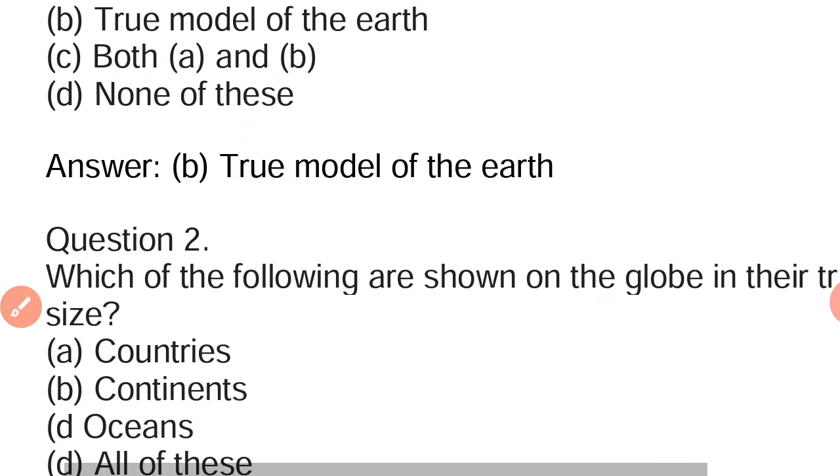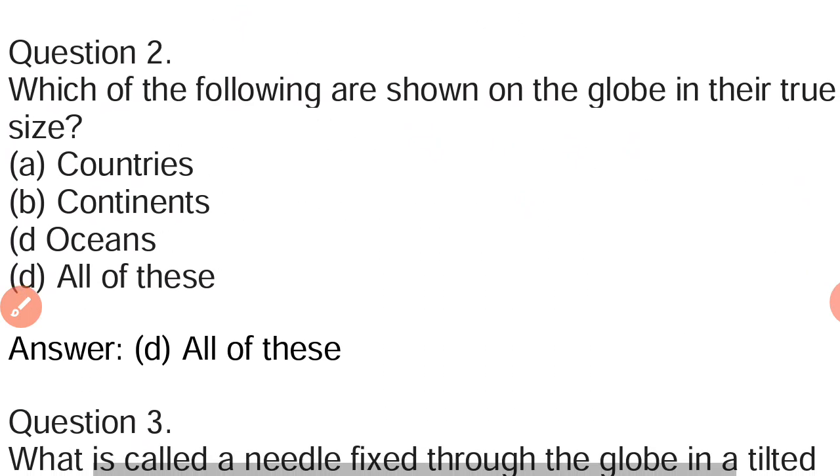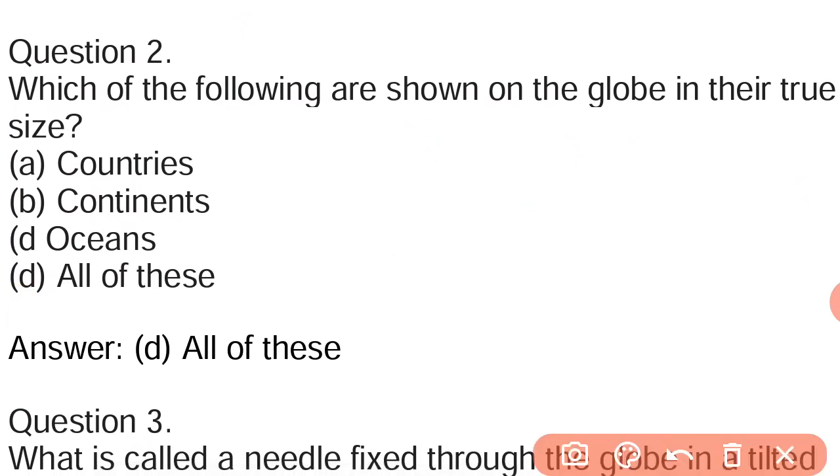Next question, which of the following are shown on the globe in their true size? Option A countries, option B continents, option C oceans, option D all of this. Right answer is option D all of these.